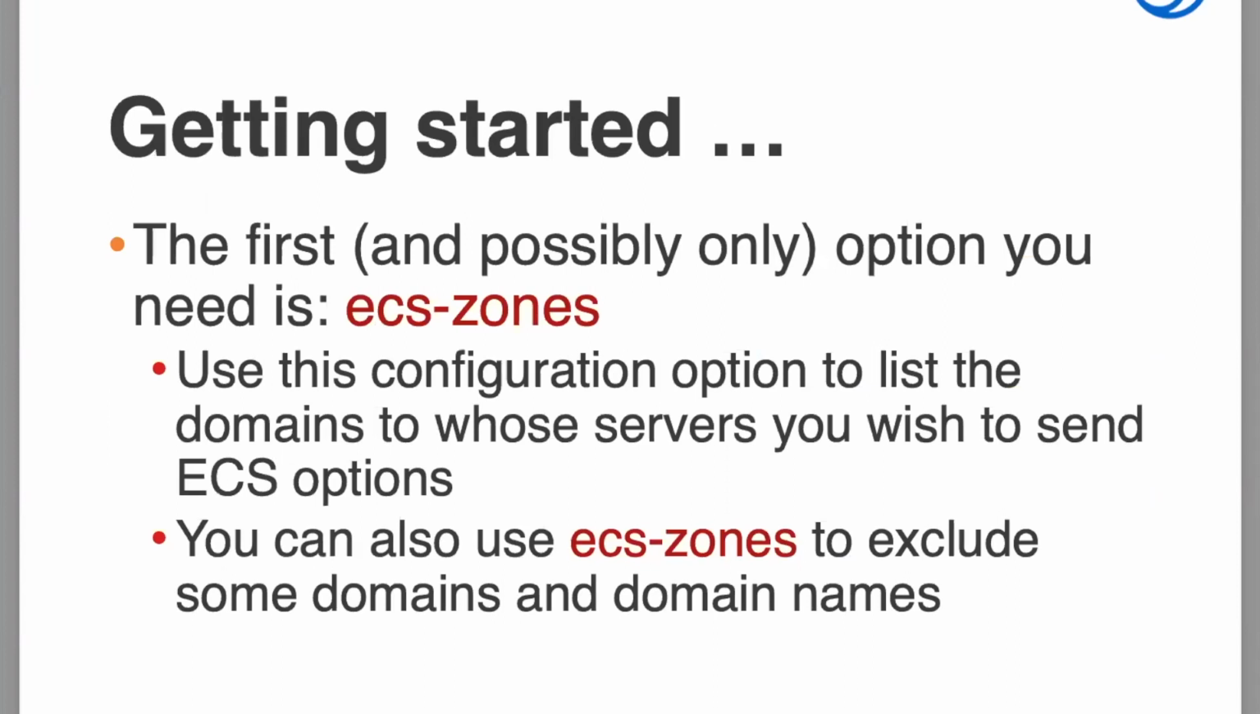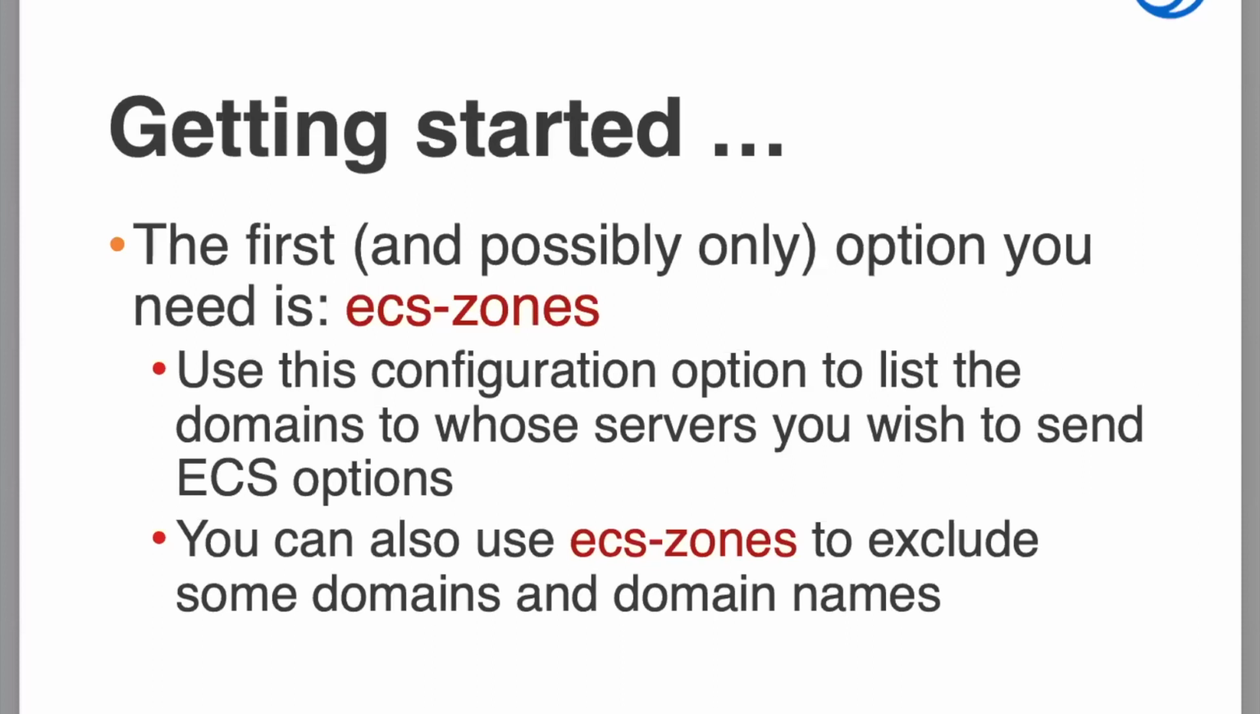Right, so you decided that you're going to use ECS. How do you make it work? The simplest configuration of all is using just one option, and that is ECS zones. And what you do with this option is you tell your resolver which domains you want to send ECS options to when you are querying their servers.